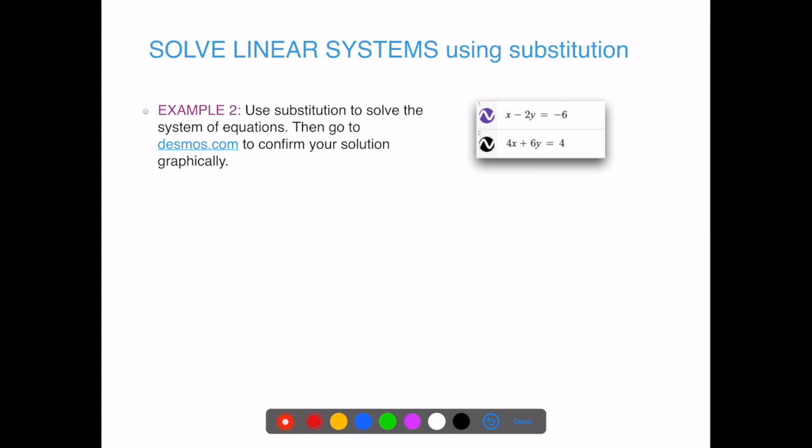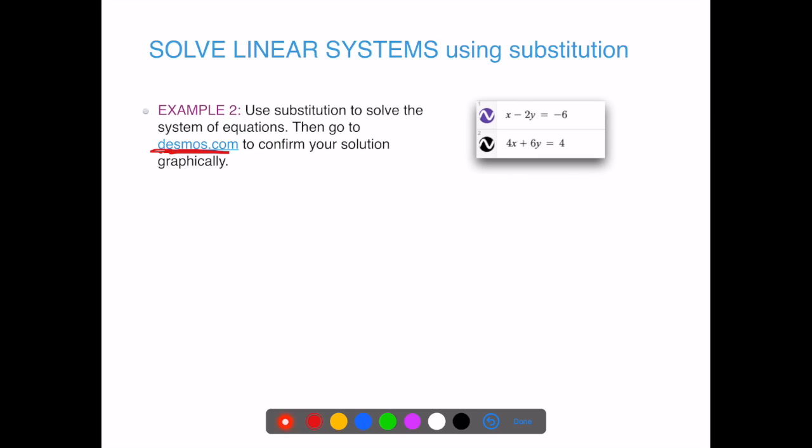So this one, I didn't graph it. So we're just going to go through and solve it using substitution. And then you can go on to desmos.com afterwards and plug them in, and you should confirm on the graph that the intersection is the point that we're going to find.